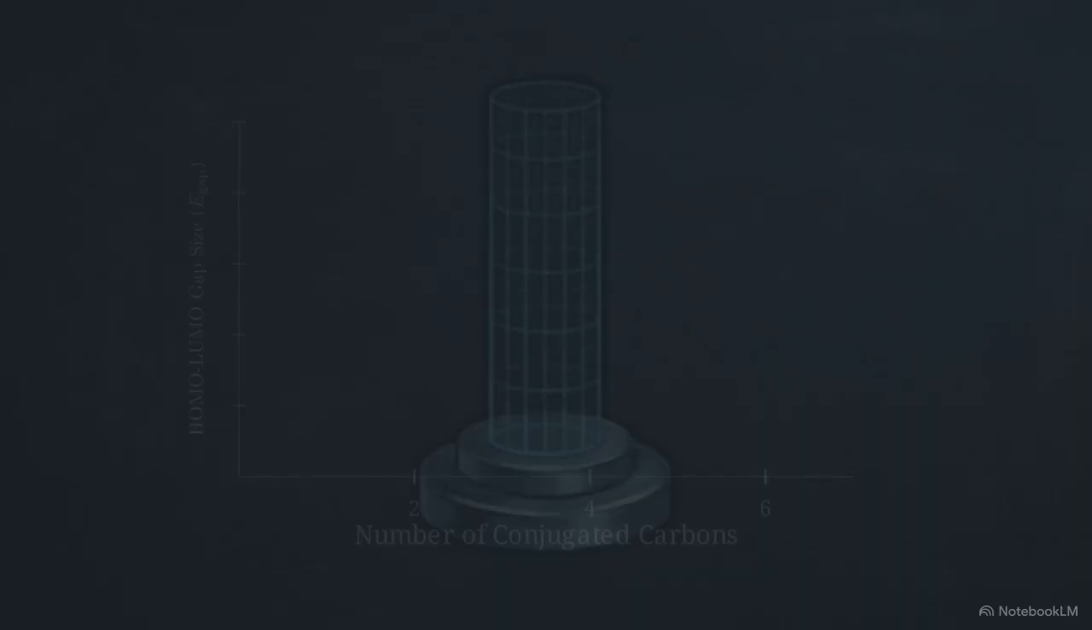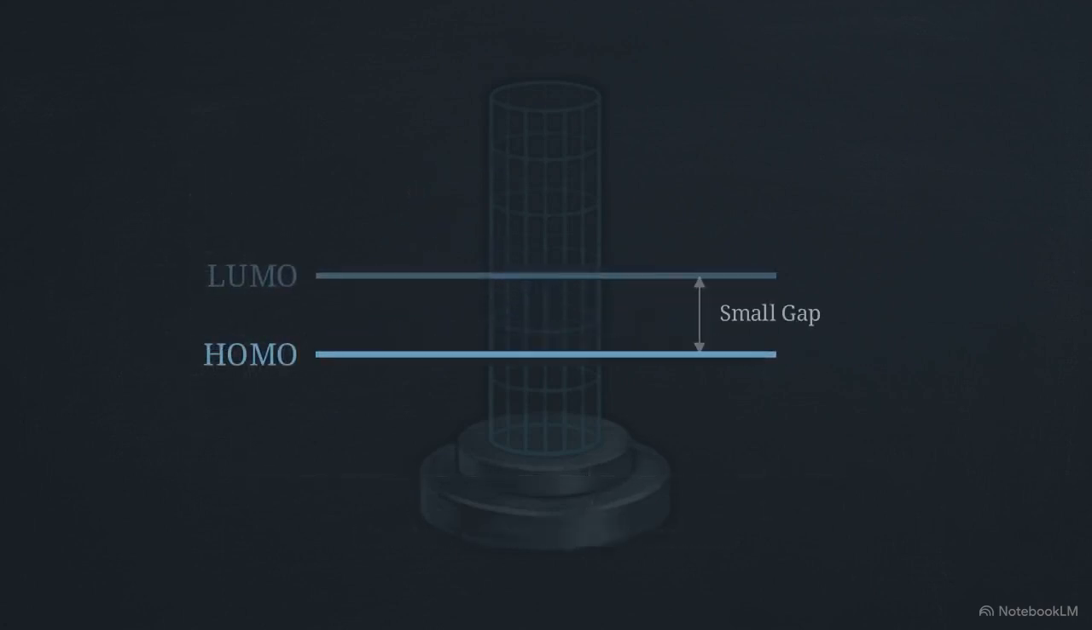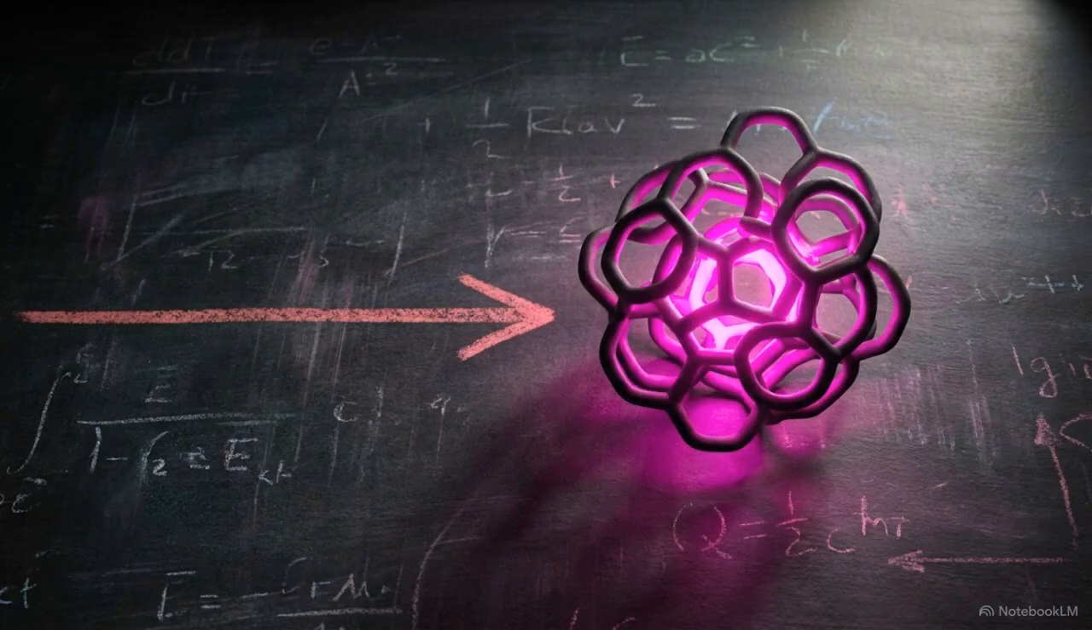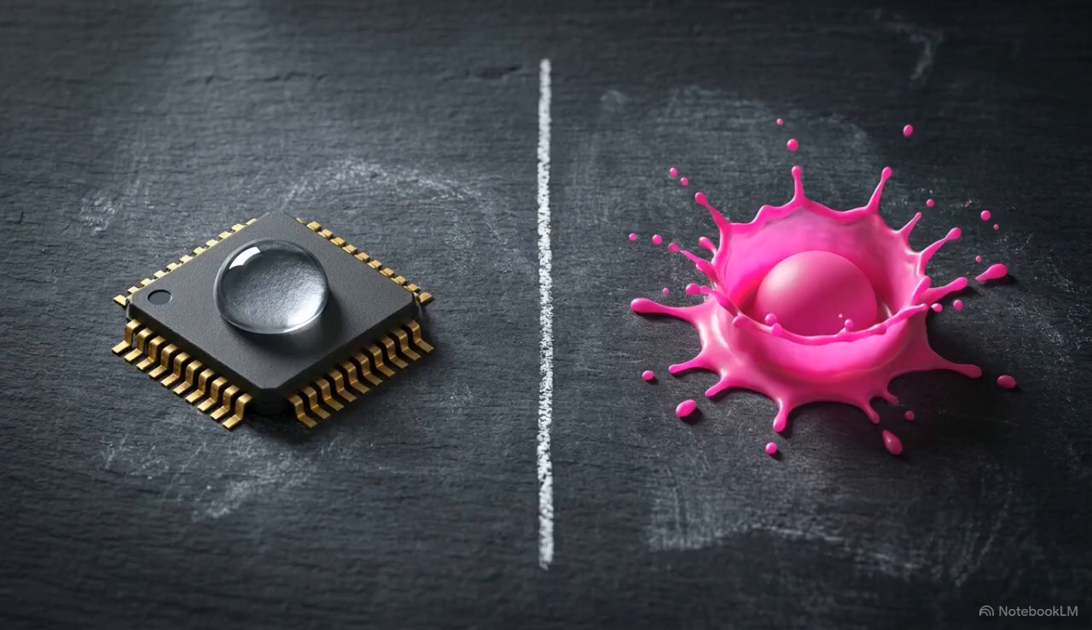As the number of conjugated carbons increases from 2 to 6, the spatial extension causes the HOMO-LUMO gap to steadily shrink. A smaller energy gap means the molecule requires less energy to excite an electron across it. This physical shift allows the molecule to absorb lower energy light in the visible spectrum. Extending the physical carbon chain is the precise mechanical adjustment organic chemists use to tune a clear molecule into a highly conductive semiconductor or a vibrant organic dye.